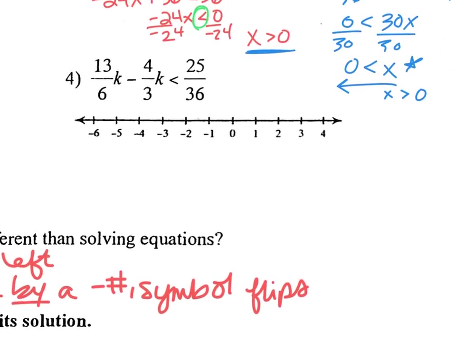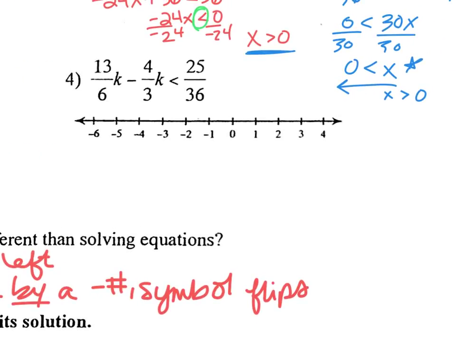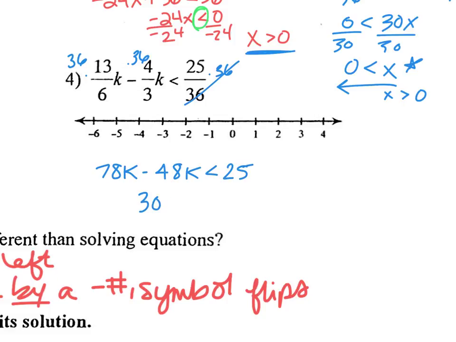All right, question 4. You all know I hate fractions. The first thing I'm going to do is try to get rid of them. So I'm going to multiply everything by 36. All right, that's going to cancel on this side. 36 times 13 is going to get pretty large, but I know that 36 divided by 6, if I do that part first, is 6. So 6 times 13 is going to give me, I believe, 78. And then if I multiply here, that's times 12, so 48k is less than 25. If I combine like terms, that's going to give me 30k is less than 25.